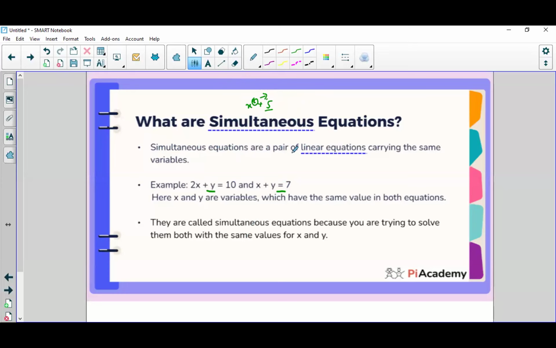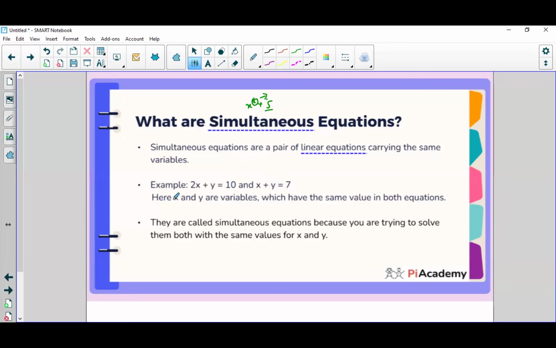Now, what do we mean by the same variables? As you can see in the example, there are two equations: the first is 2x plus y equals 10 and the second is x plus y equals 7. In both equations, the variables present are x and y. It's not that here we have x and y and there p and q, because the purpose is to find the value of both variables, x and y, which will satisfy both equations.